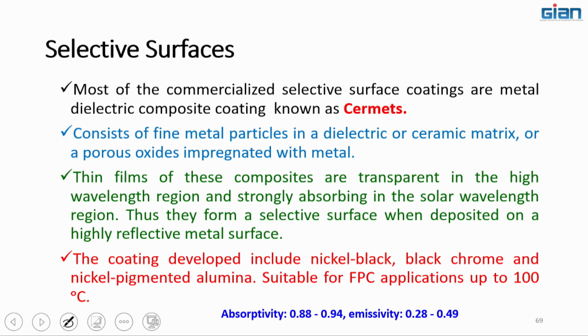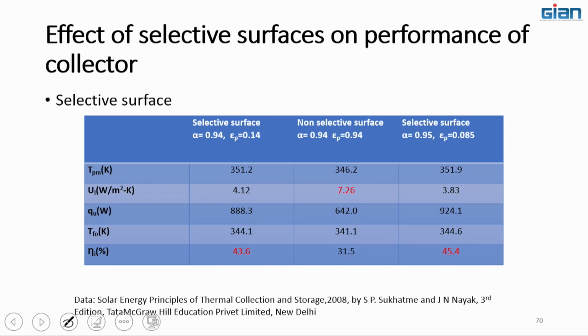Okay. And thin films of those composites are transparent in the high wavelength region and strongly absorbing in the solar radiation region. Thus, they form a stable surface when deposited on highly reflecting metal surfaces. Okay. And you can see the absorptivity can be increased from 0.8 to 0.99, and then emissivity can be reduced in these cases. So, now you can see some comparison.